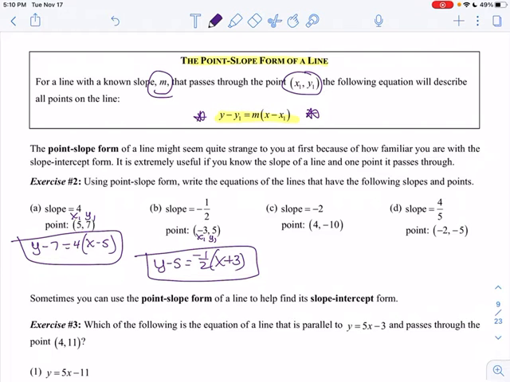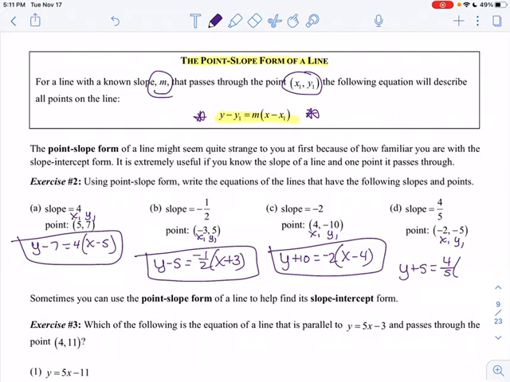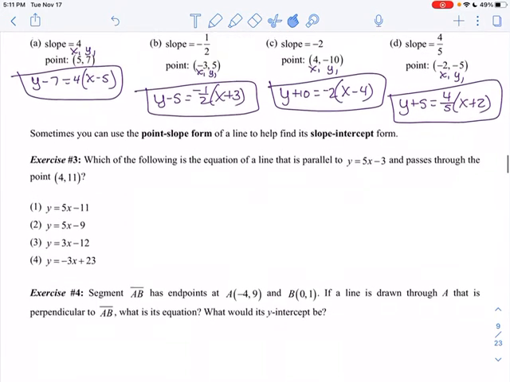Unless the answer choices are not written like that and it's multiple choice, then you might have to distribute out. But otherwise, that's the answer. My x1, y1. So y minus negative 10 is y plus 10 equals my slope, which is negative 2, x minus 4. That's my answer. And again, x1, y1. So y minus negative 5 is y plus 5 equals my slope, which is 4/5, x minus negative 2, which is x plus 2. Okay, and that's all I have to do.